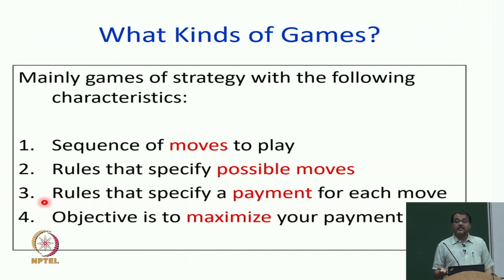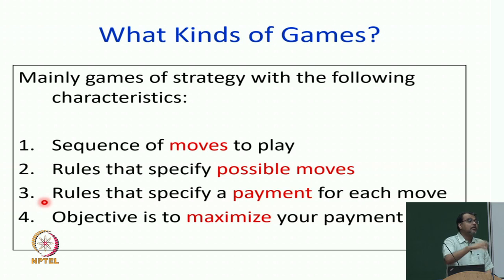Rock, paper, scissors is one of the games where I am playing against one adversary, but I am not making one move and then they are making their move. In fact, if you do that in rock, paper, scissors, I will always lose, right. So, then in addition to the sequence of moves, I will also have rules that specify what moves are allowed and what moves are not allowed.